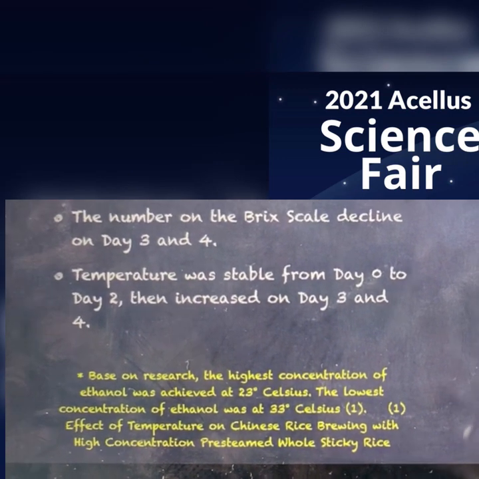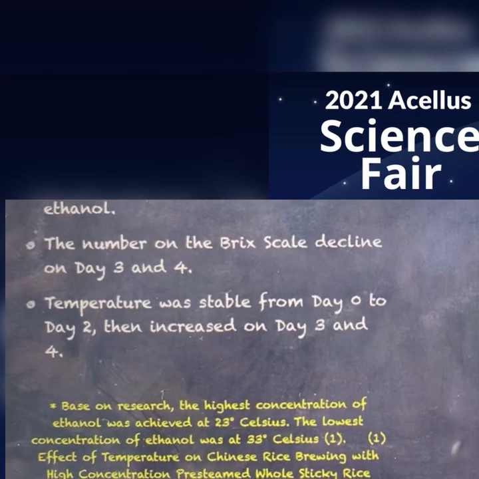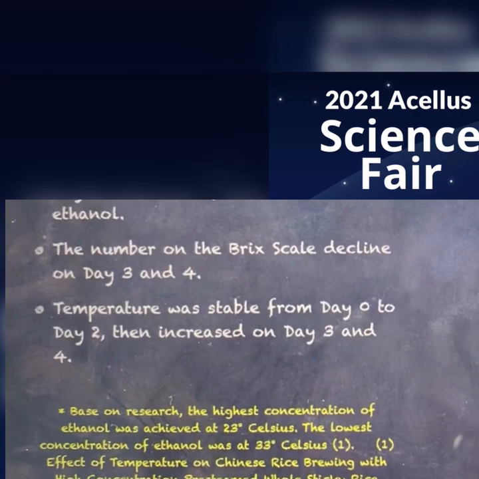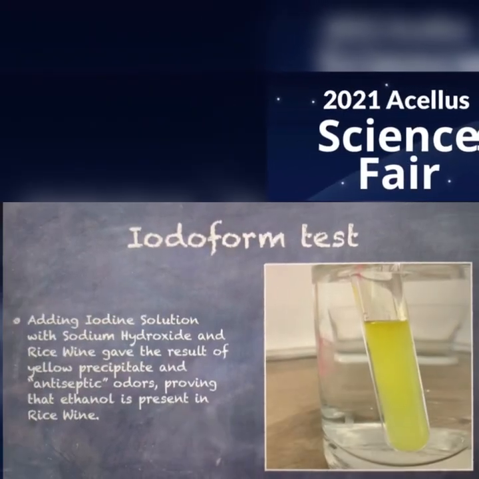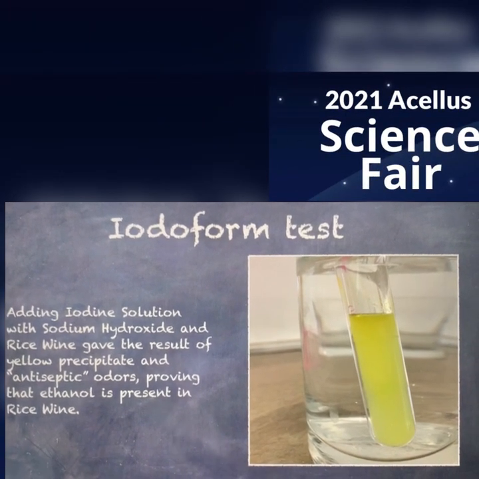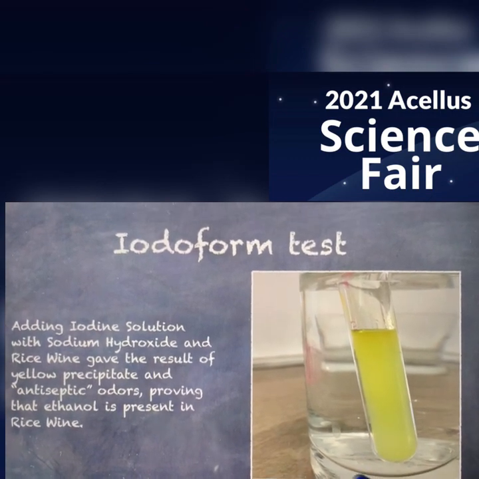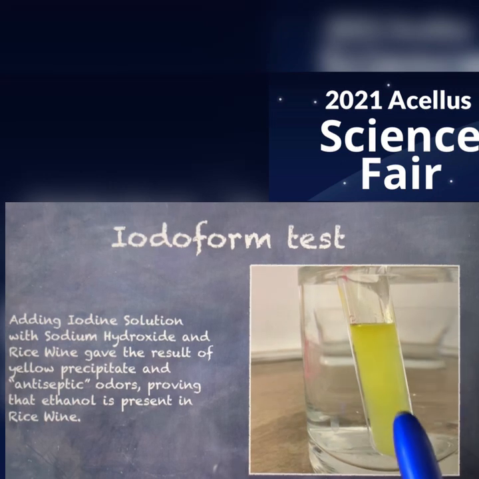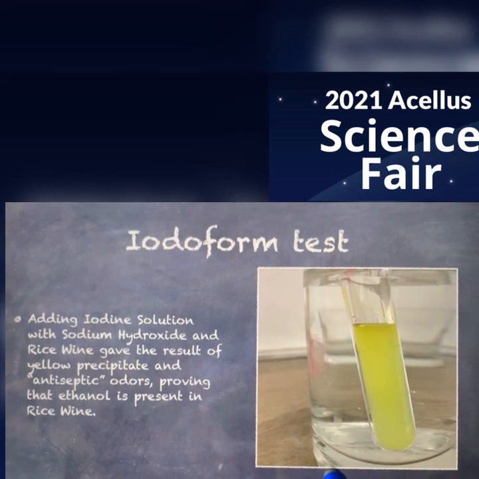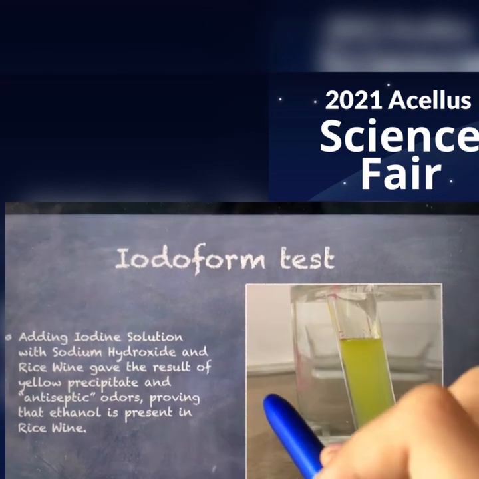This was based on the effect of temperature on Chinese rice brewing with high concentration pre-steamed whole sticky rice. Now the iodoform test. Adding iodine solution with sodium hydroxide and rice wine gives the result of a yellow precipitate and antiseptic odors, proving that ethanol is present in rice wine.